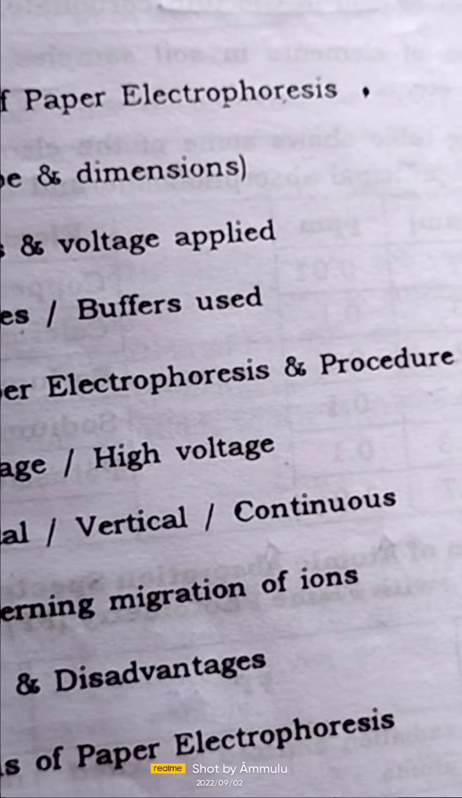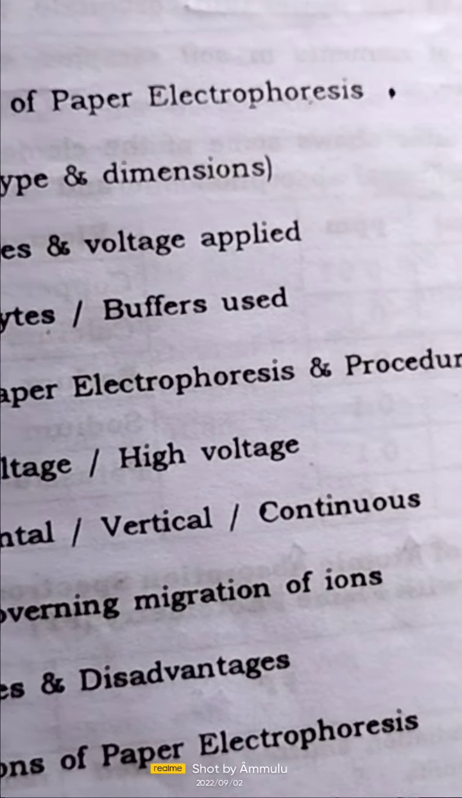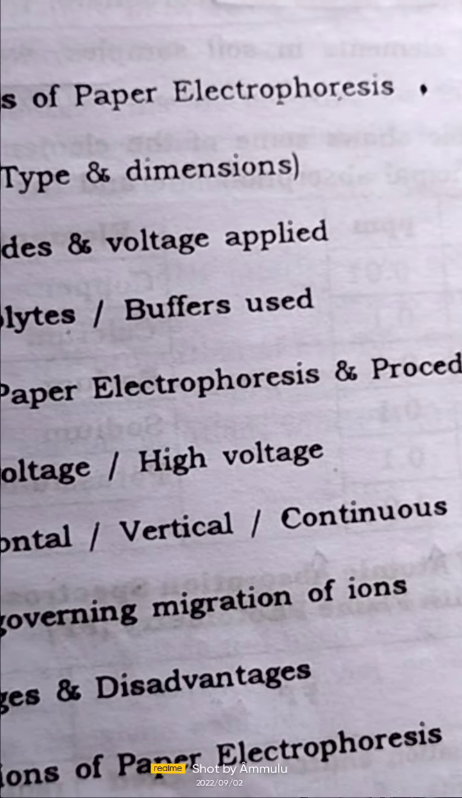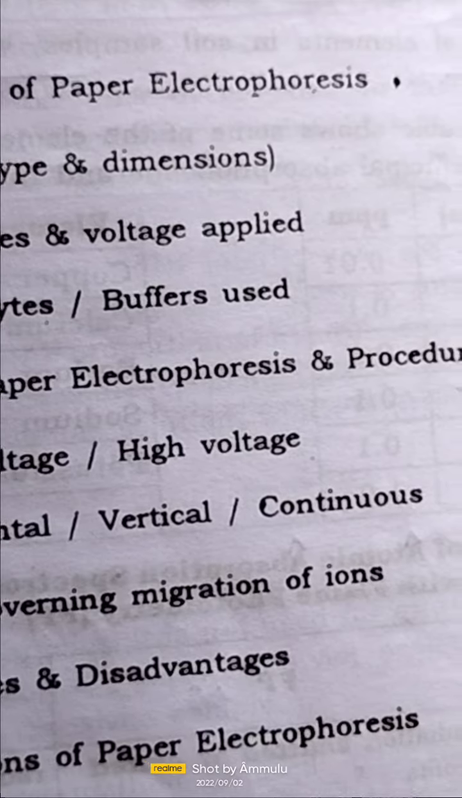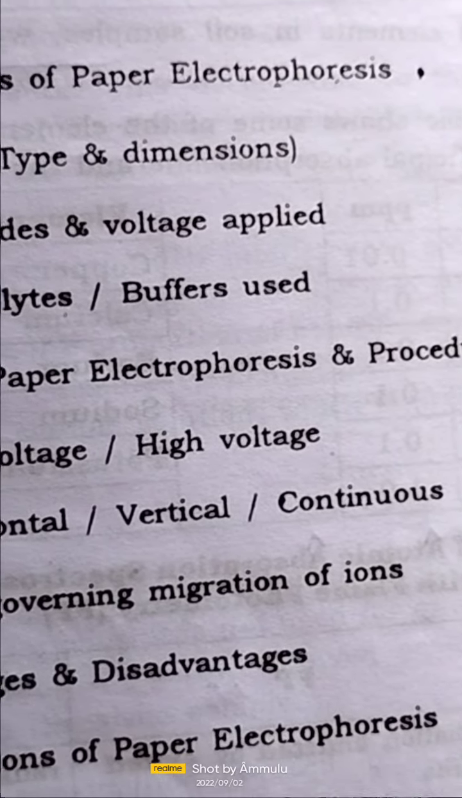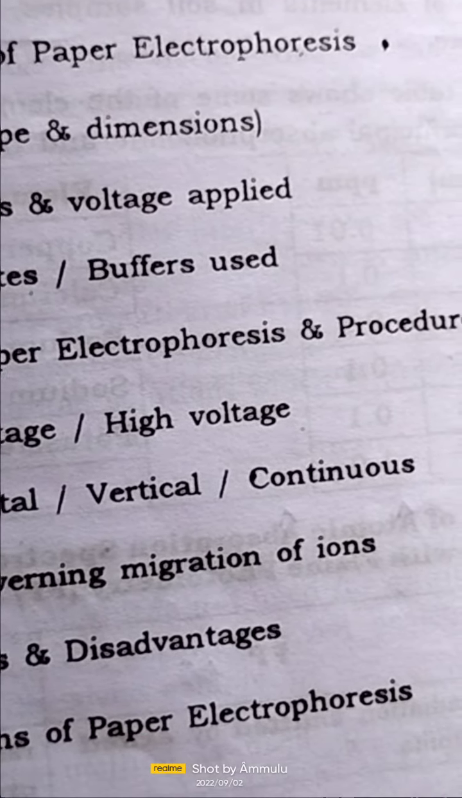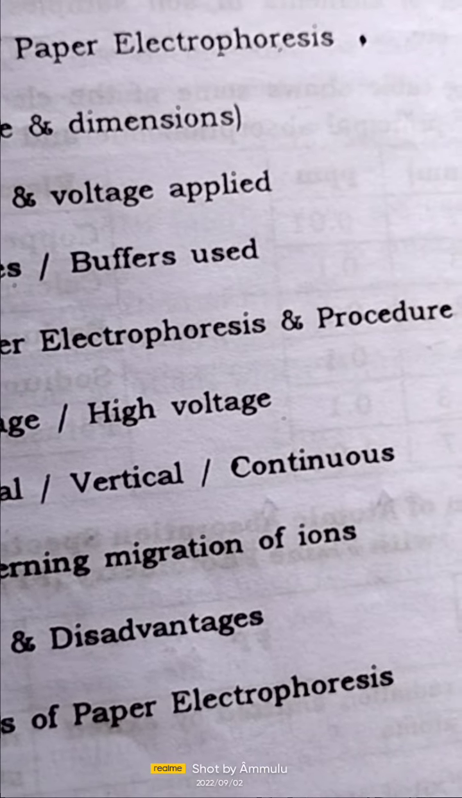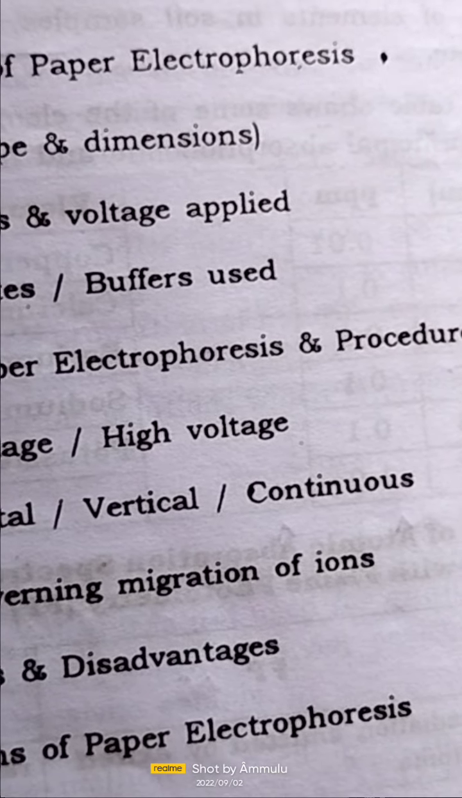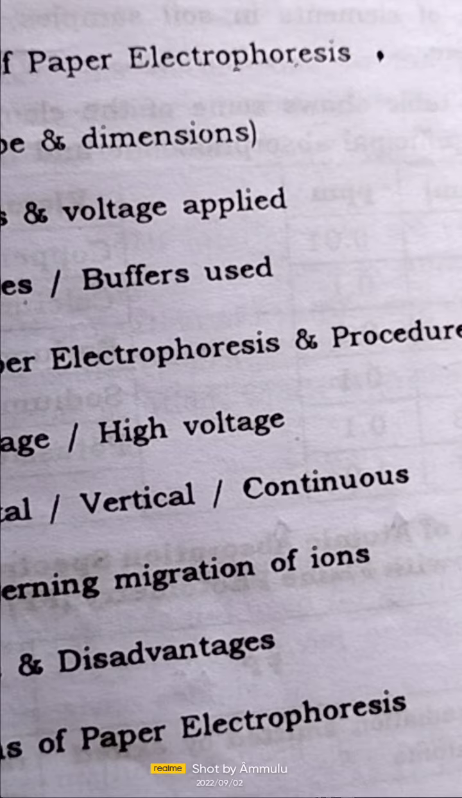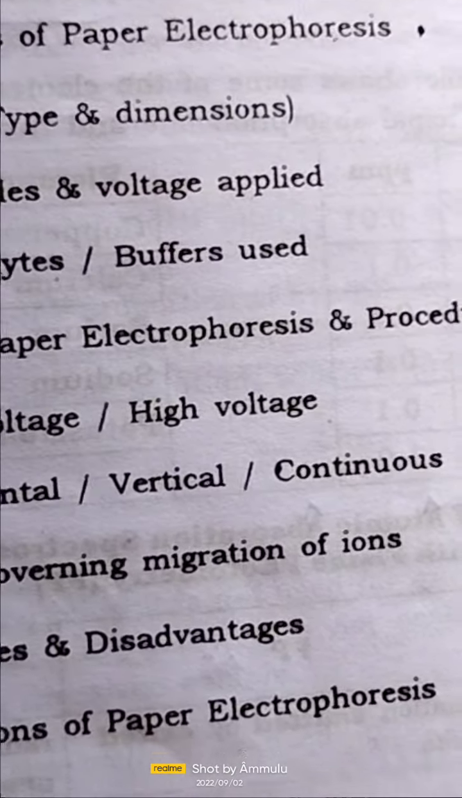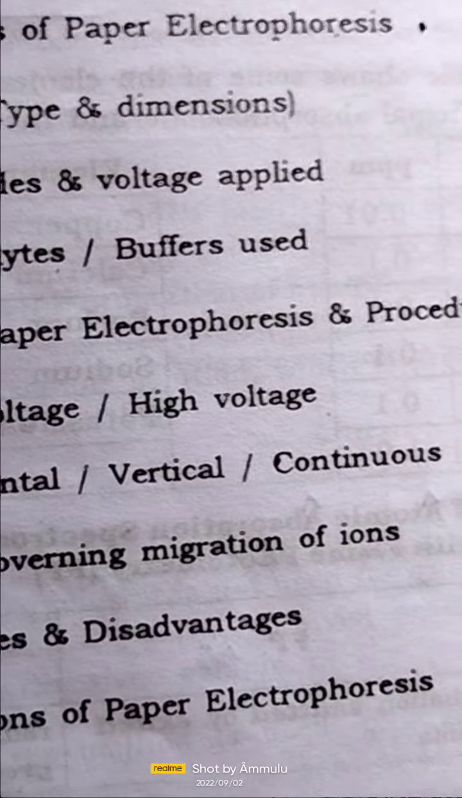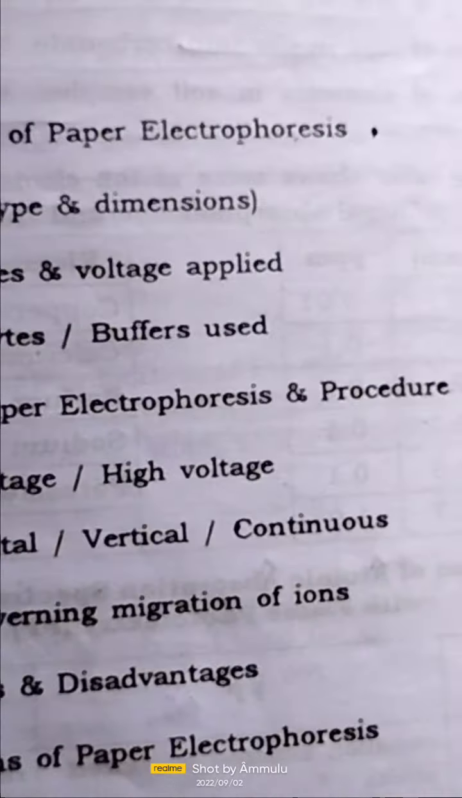Paper electrophoresis is primarily used to separate mixtures of amino acids, proteins and peptides. It is used to separate mixtures of amino acids, proteins, peptides and other chemical substances, that is, to separate DNA and RNA molecules.